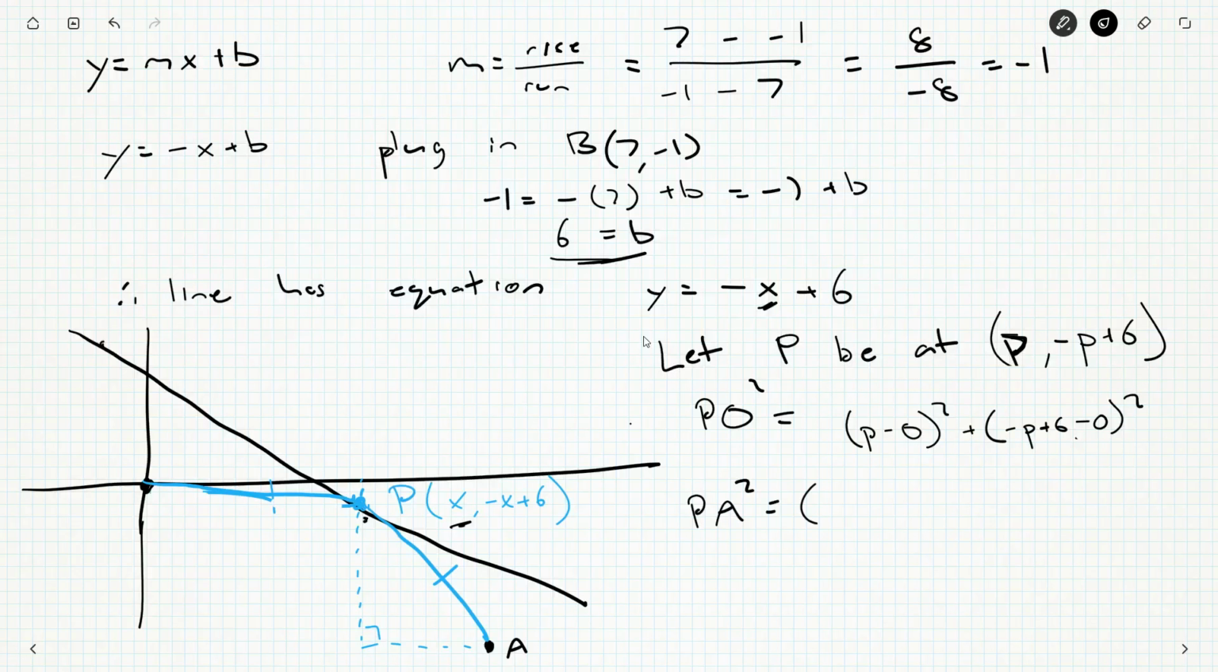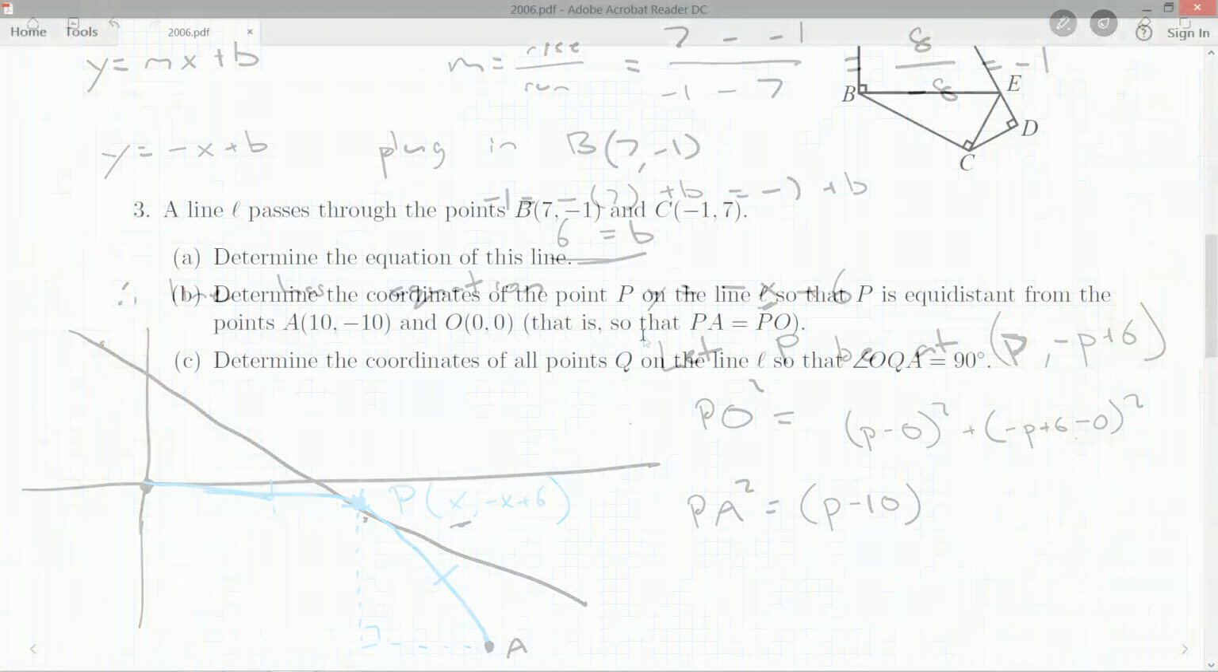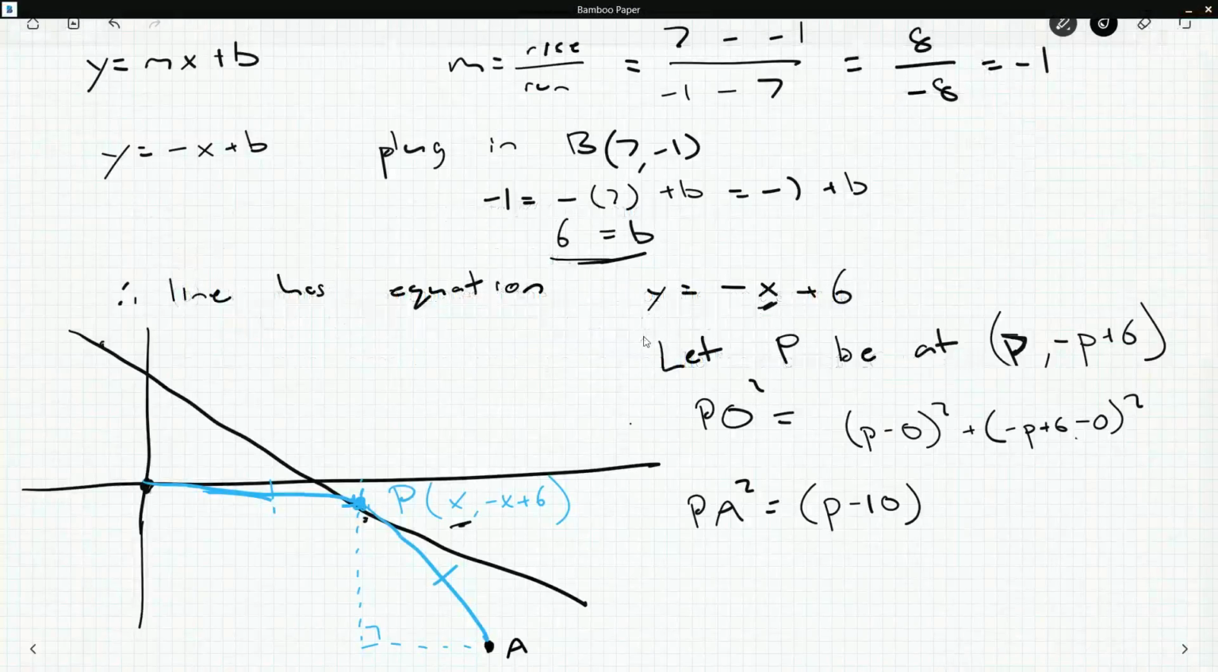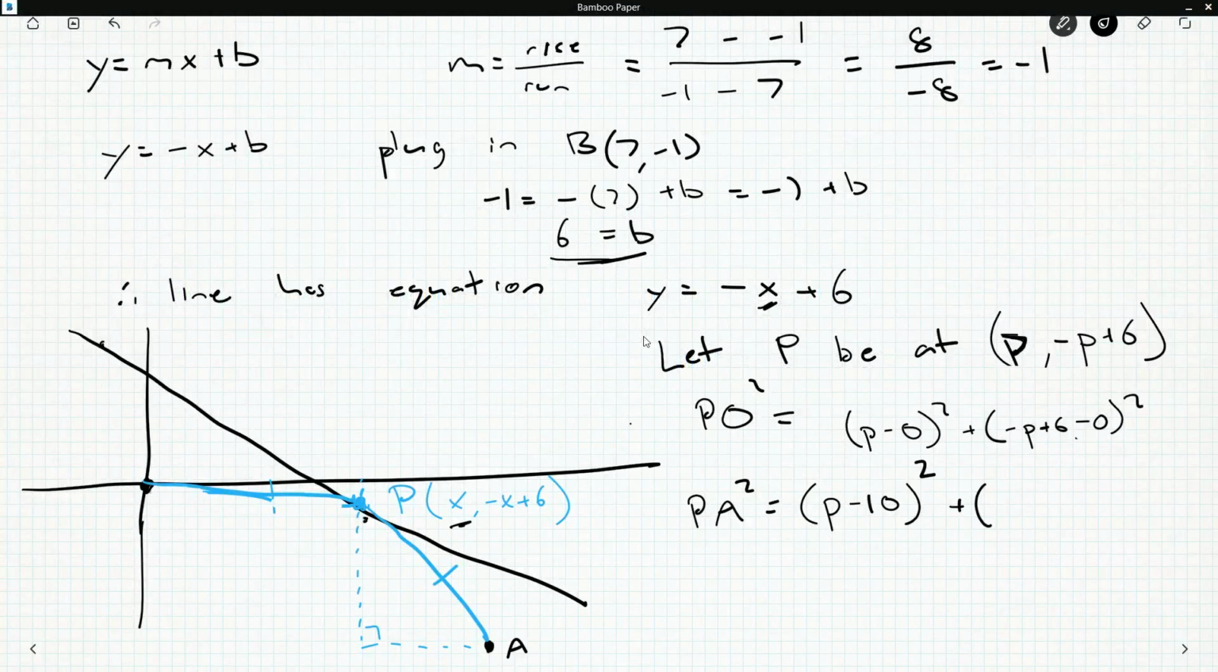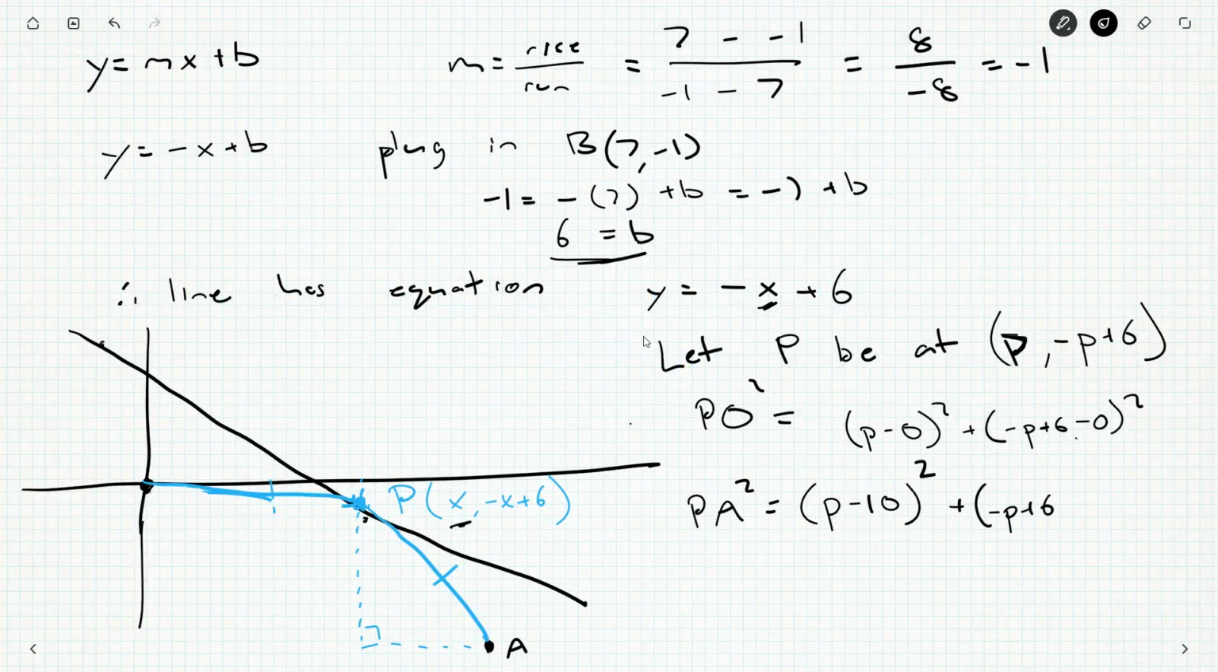So PA squared, well then, and this is where it's going to get tricky, P minus 10, I think it was 10, right? 10 and negative 10, yeah. Couldn't remember the order there. Plus, and then we have negative P plus 6 minus negative 10 squared. Okay, so I should have expanded the first one out. But yeah, let's expand the first one out, and then I'll redo PA squared.